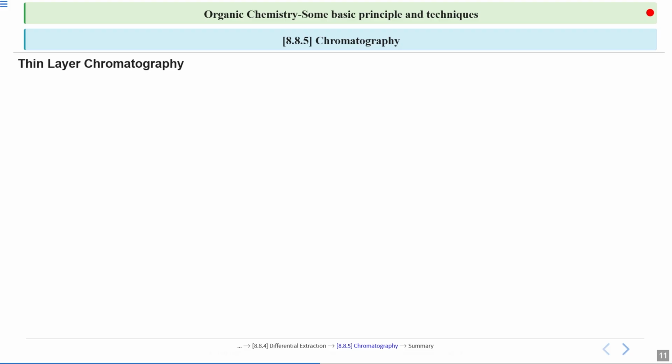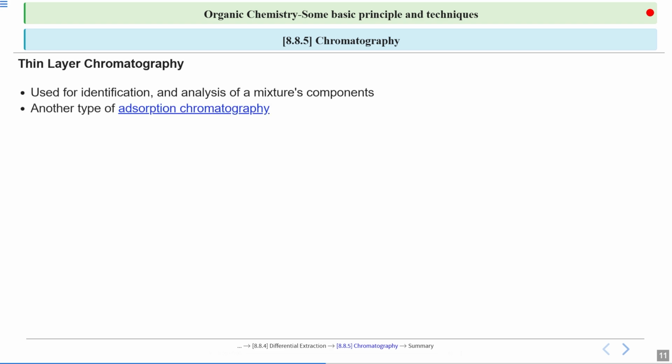Now moving on to the next one, we have thin layer chromatography. This is the second type of adsorption chromatography, and you use it for identification and analysis of mixture components. As I told you, this is another type of adsorption chromatography, so it will also be based upon the adsorption phenomenon. In short, we call thin layer chromatography TLC.